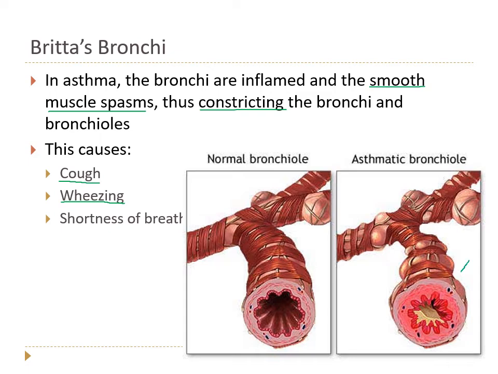So here we can see the smooth muscle is kind of cinching in and tightening up on that bronchus and making it very, very small, very narrow in diameter. We can also see in this example here how the wall of the bronchus that's pretty normal over here is now inflamed and swollen, which can also be part of the problem.